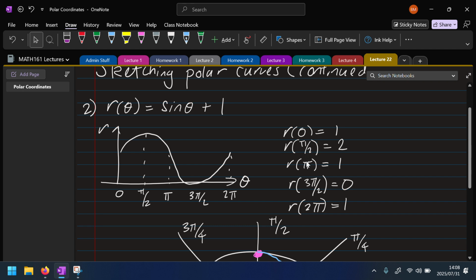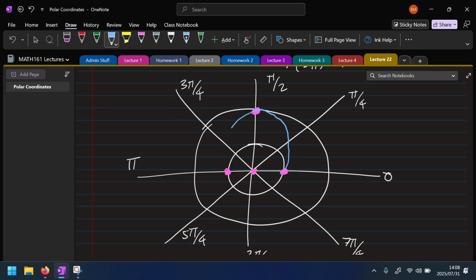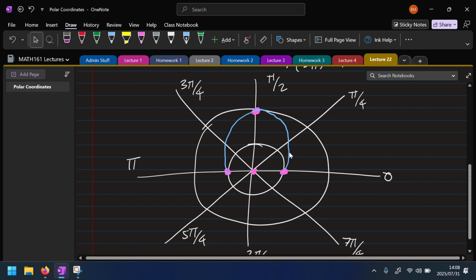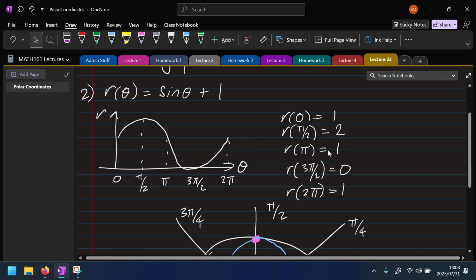Then from pi over 2 to pi, so now we're going down the second quadrant there. It starts at 2, goes down to 1, so the radius must decrease down to 1. So it must be like that. Okay, and it goes down to 1.